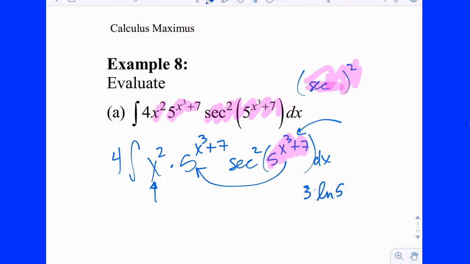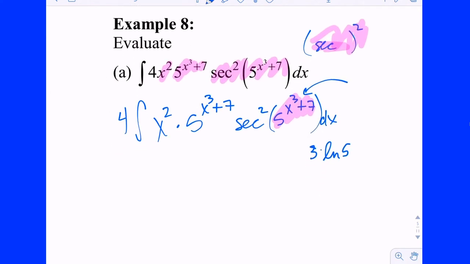So we got it. We are only off by a combined factor of 3 natural log of 5, which is not a big deal, right? So here we go. The 4 goes along for the ride. We're going to have a correction of what?